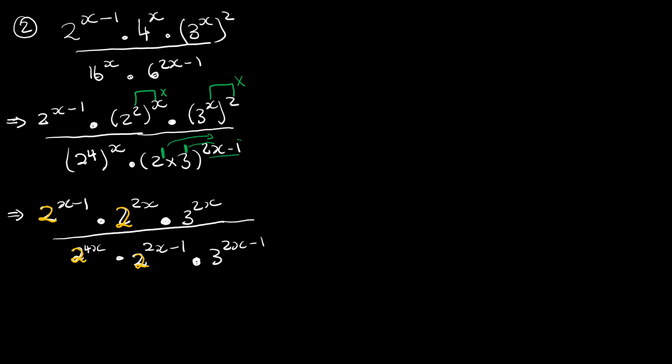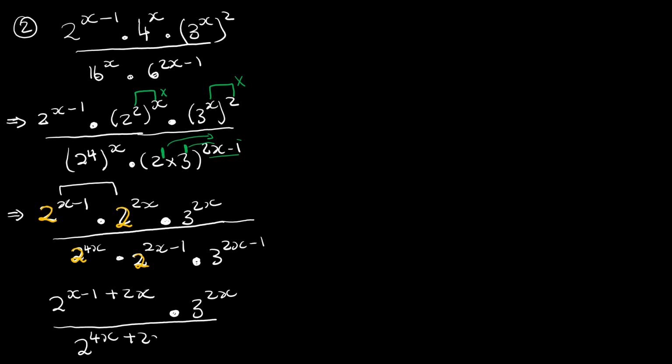So let's start with the top part. The bases are the same. These two bases are the same. We're going to add the exponents. So we can write it as 2 to the power x minus 1, then we add the 2x. This will be multiplied by 3 to the power 2x. So the bases are the same, you add the exponents. Do the same thing on this one. It's going to be 2, add the exponents, which is 4x plus 2x minus 1. This is multiplied by 3 to the power 2x minus 1.